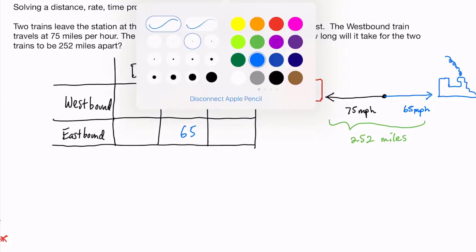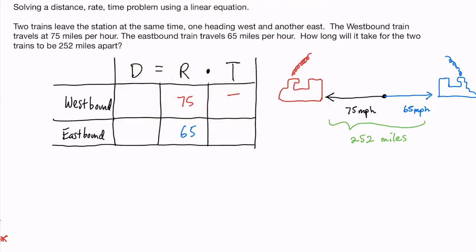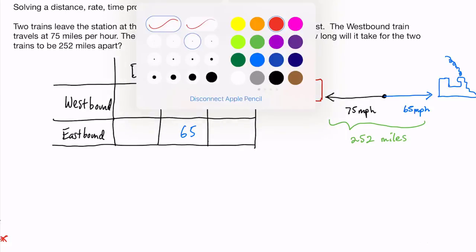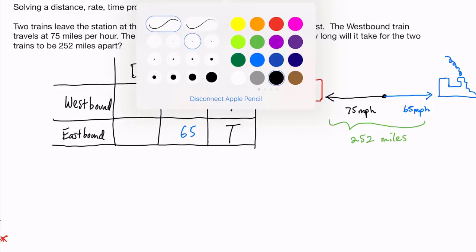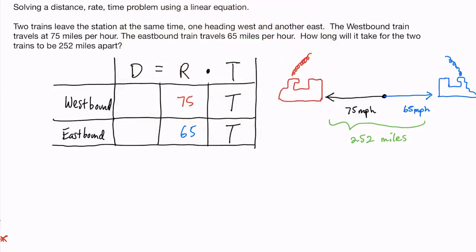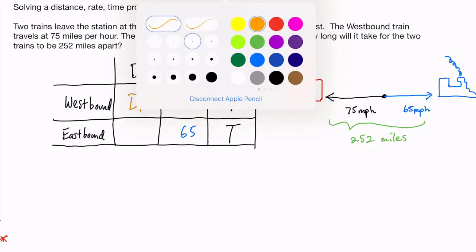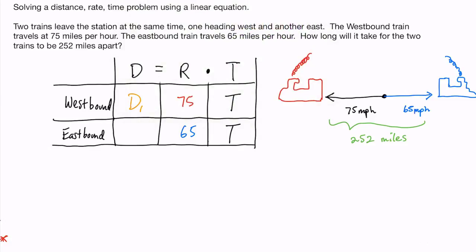So just for knowing that, I am going to put a capital T here. And that is going to be a common time for both trains. Now we don't know the distance though. So why don't I call this D1? And why don't we call this, what other color should I use? D2.